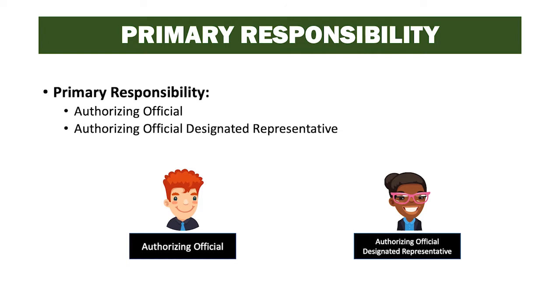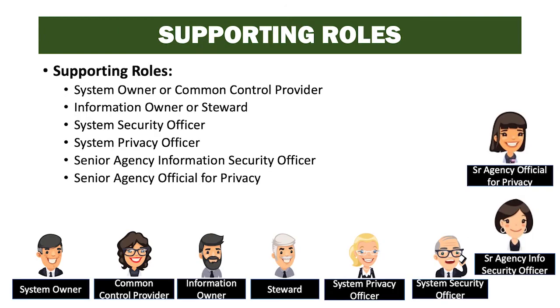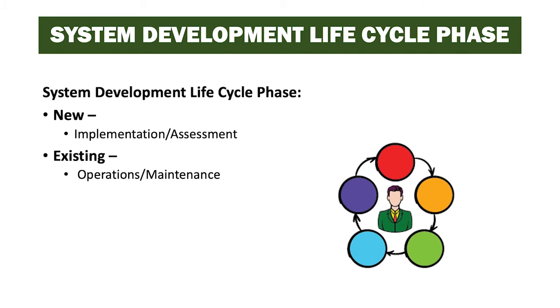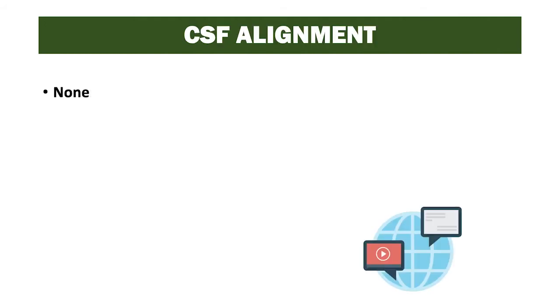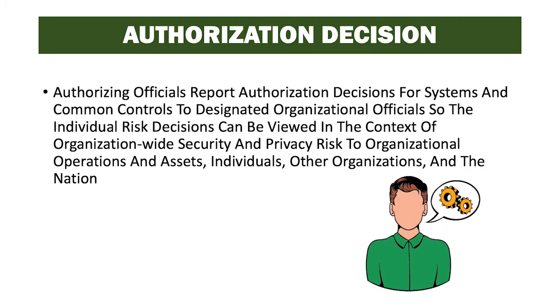Primary responsibility for this task is the authorizing official or the authorizing official's designated representative, and they are supported by the system owner or common control provider, information owner or steward, system security officer, system privacy officer, senior agency information security officer, senior agency official for privacy. It does align to the SDLC. For a new system, it aligns with implementation and assessment. For an existing system, it aligns with operations and maintenance. It does not align to the cybersecurity framework. So let's dive into this thing.